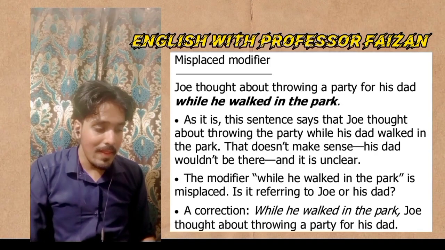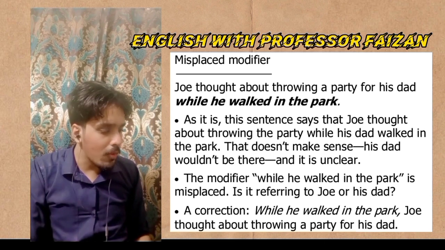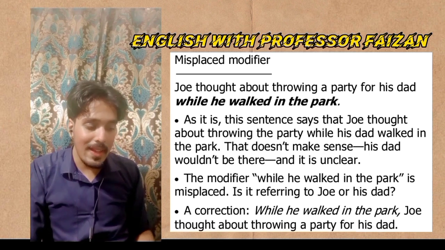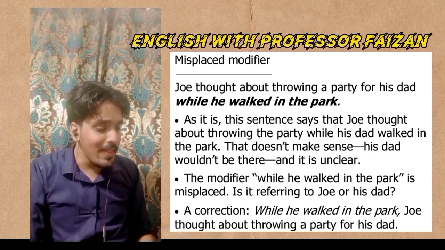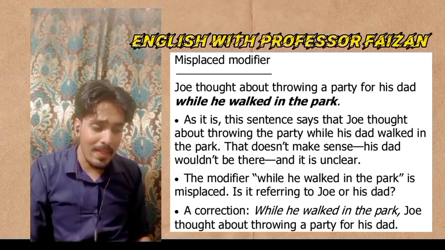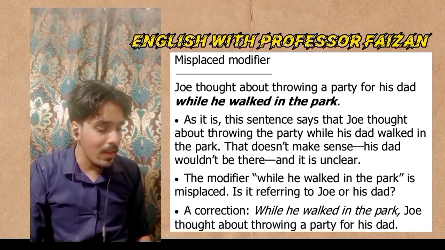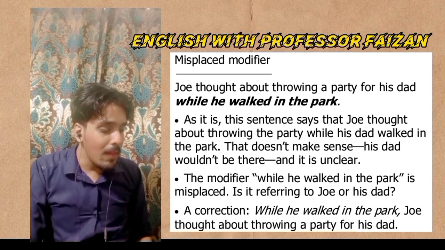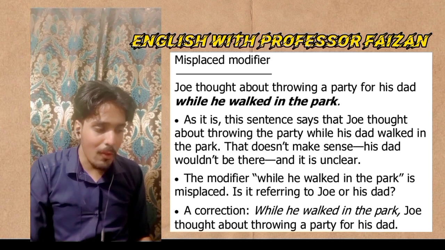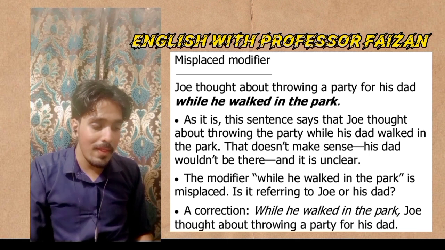Second mistake that writers usually make is the misplaced modifier. Joe thought about throwing a party for his dad while he walked in the park. As it is, this sentence says that Joe thought about throwing the party while his dad walked in the park. That doesn't make sense. His dad would not be there, and it is unclear. The modifier while he walked in the park is misplaced. Is it referring to Joe or his dad? A correction: while he walked in the park, Joe thought about throwing a party for his dad.